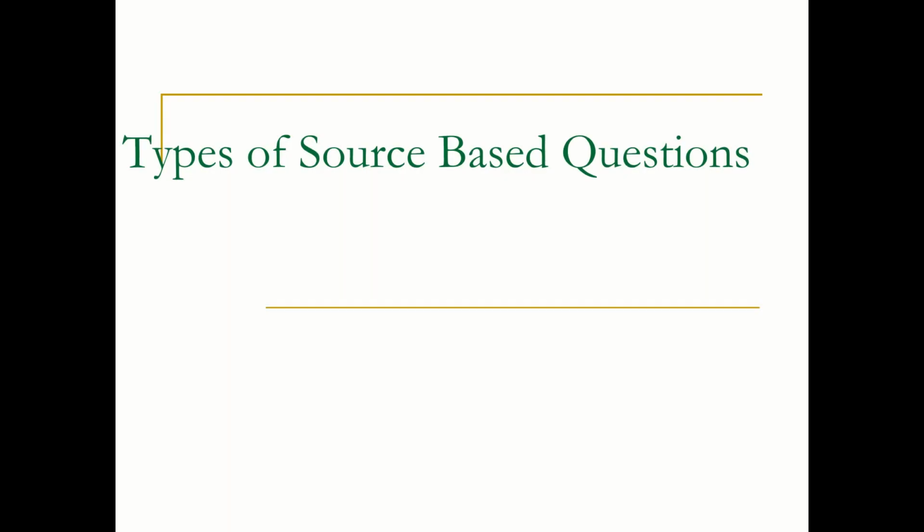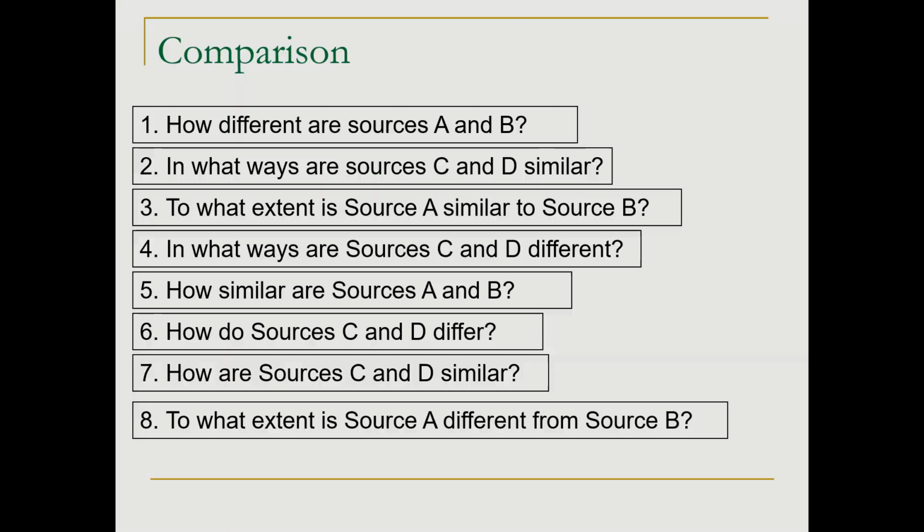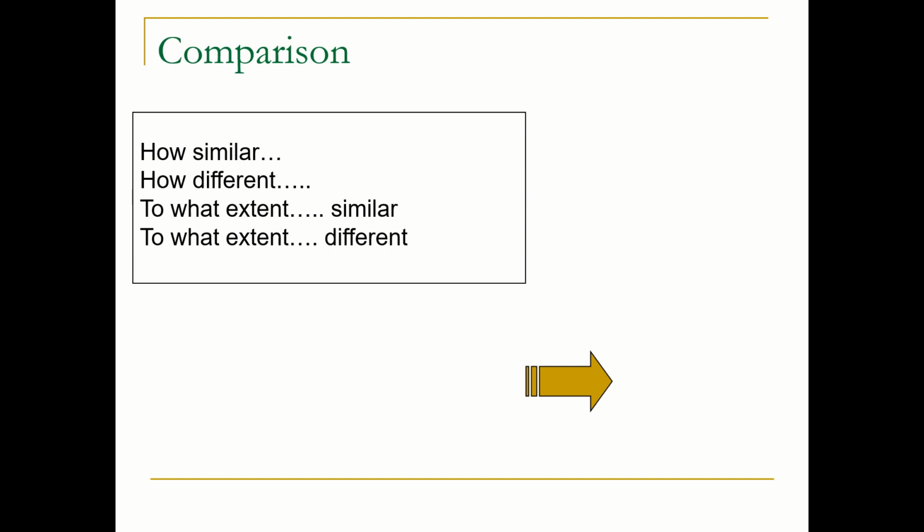Now let's start off by talking about the types of SBQ comparison questions. You realize there are around 8 kinds of comparison questions. It's very important that you familiarize yourself with different kinds of comparison questions because it affects how you answer. For example, if the question is asking how similar or how different, to what extent are the sources similar, to what extent are the sources different, then because there's a word how or to what extent, there's an element of evaluation there.